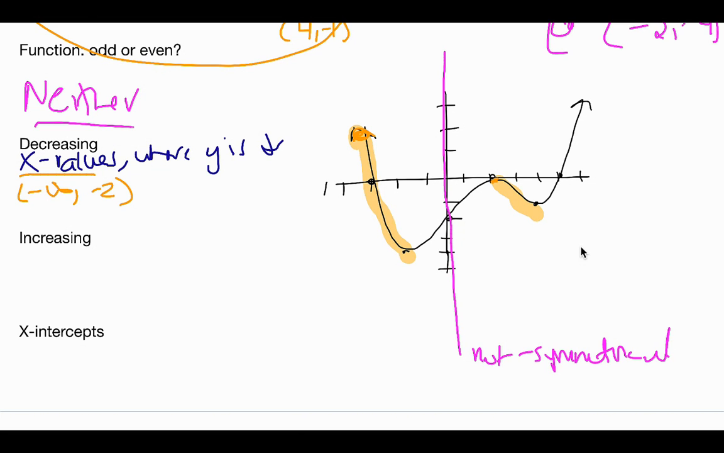And then I also started at 2 and kept going down until I got to 4. So those are my two decreasing situations. I'm going to keep that color up there, and let's look at increasing. So I'm increasing in those other spaces.